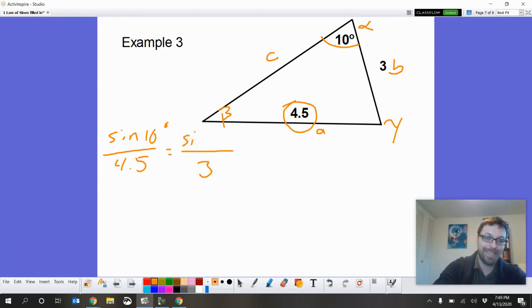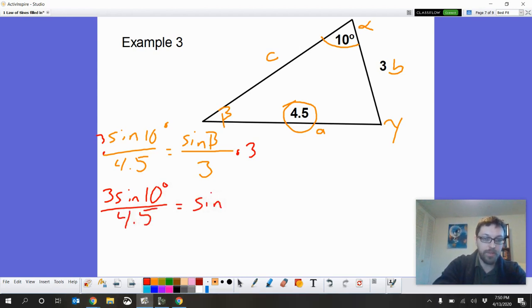So we need the sine of beta, which is going to be a little bit different process for us to solve. We need to get that beta by itself. So I'm going to do that similar thing from before. I got to get rid of that divide by 3. So I'm going to multiply both sides by 3. So we get 3 sine of 10 degrees over 4.5 equals the sine of beta.